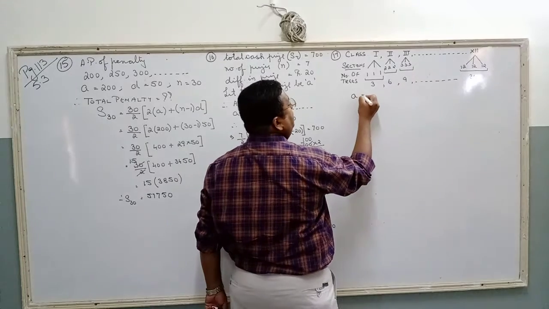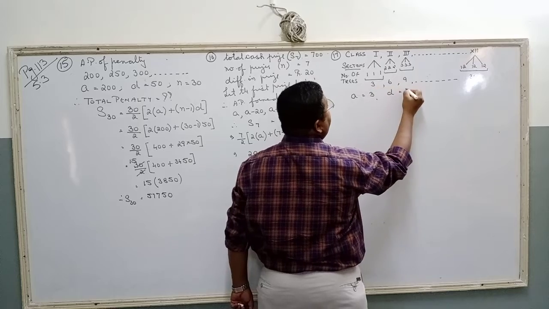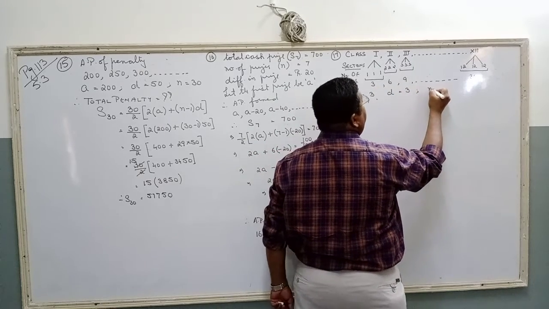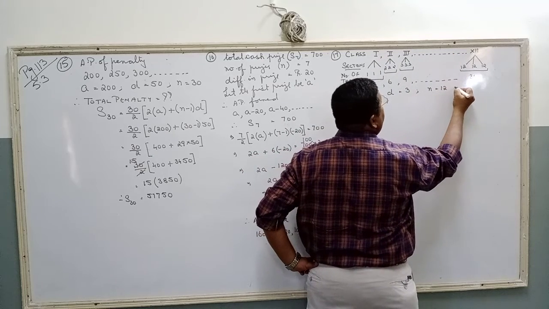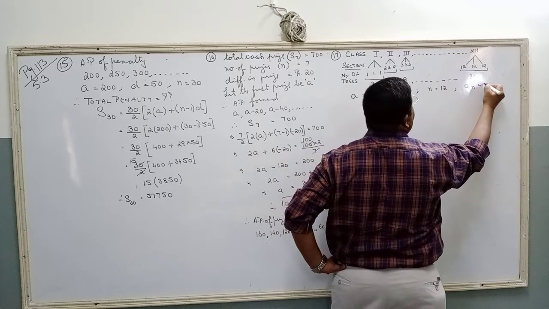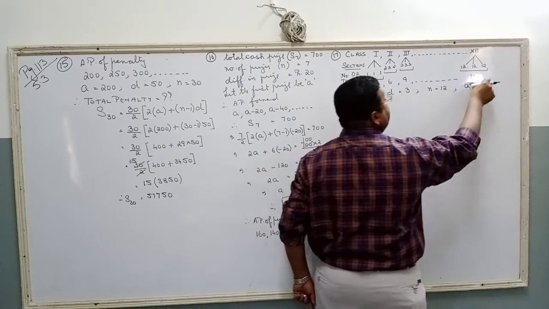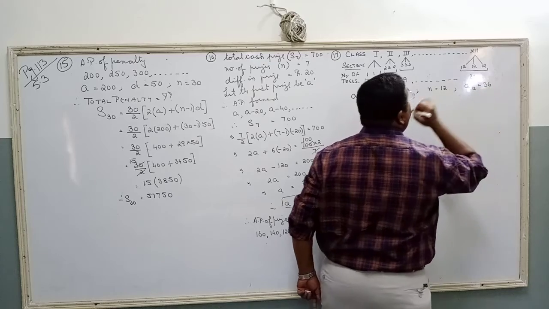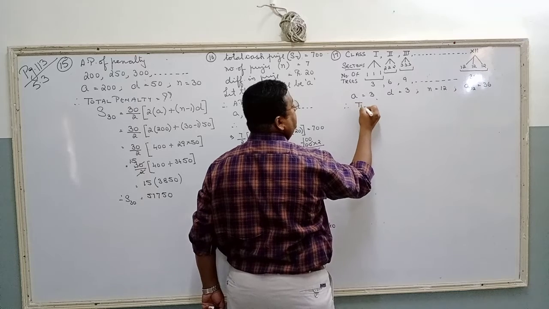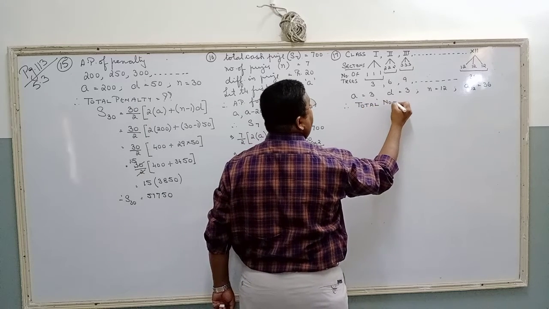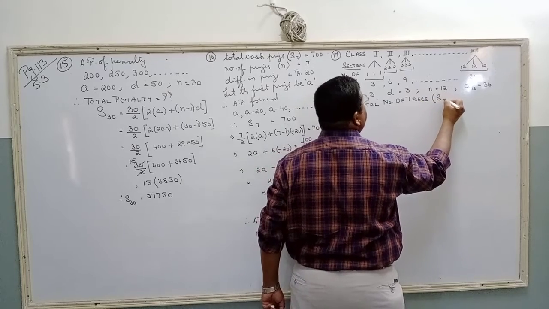So we have a. How much is a? 3. We have d. 6 minus 3 is 3. We have n. How many classes are there? n is equal to 12. We also have an. What is the 12th term? 36. So I can write a12 is also given to us. And he says total number of trees. He is telling us to find Sn.